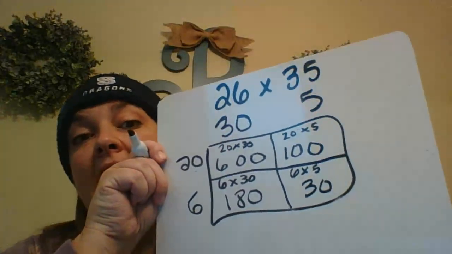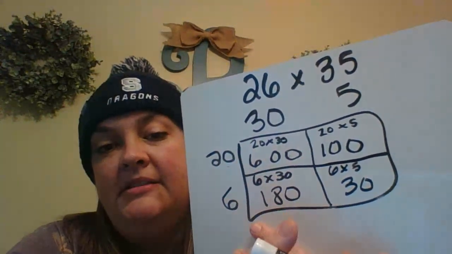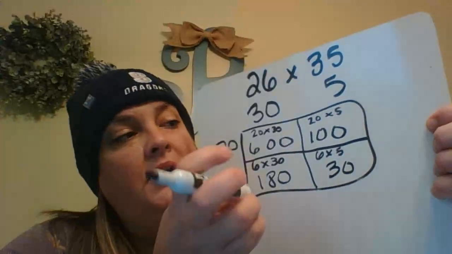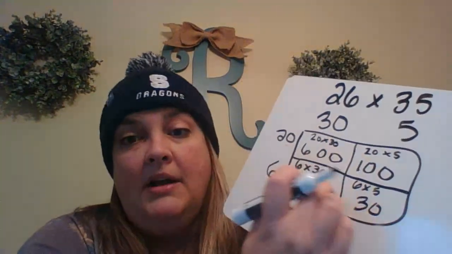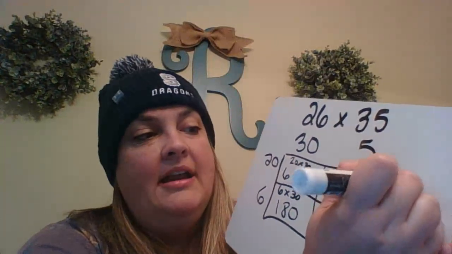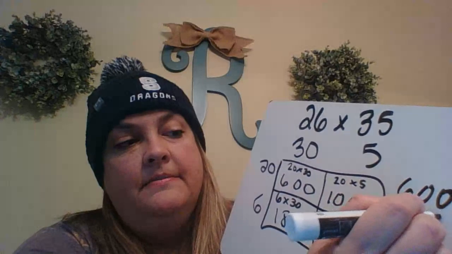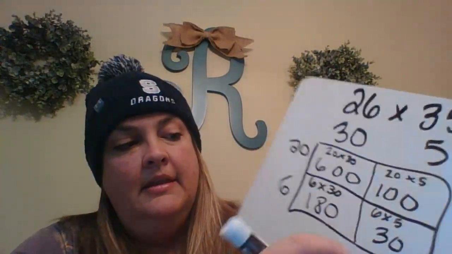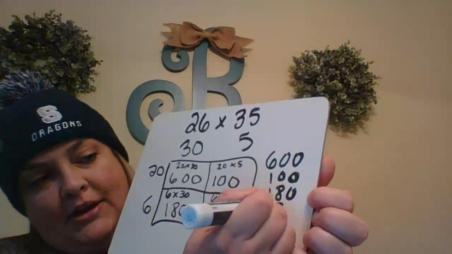Now, because this is an area model, area means the space inside. These peasants meet together outside and they say, let's total up our coins. So we're going to add every box together. So I have 4 boxes. I should have 4 numbers out to the side. I have my 600. I got it from here. I have my 100. I have my 180. And I have my 30. Wrong way, Miss Reed. And I have my 30.